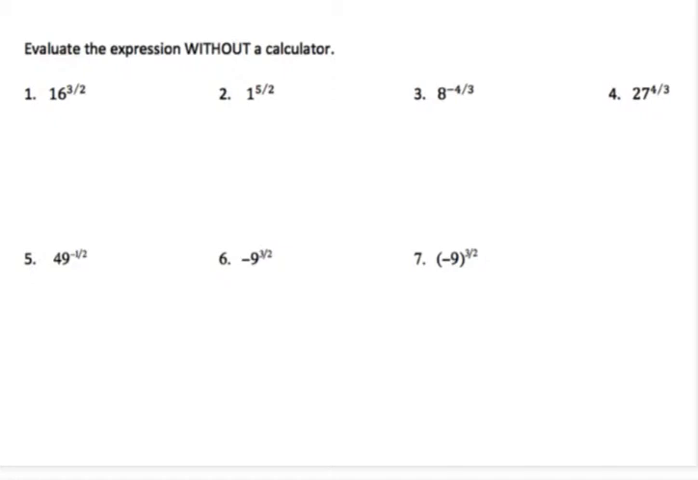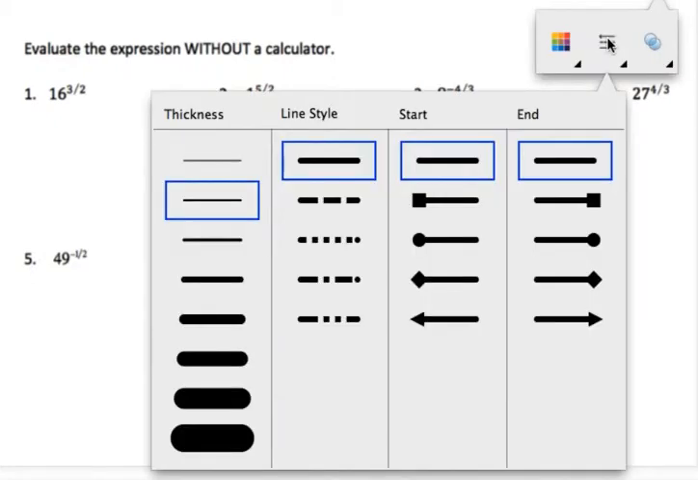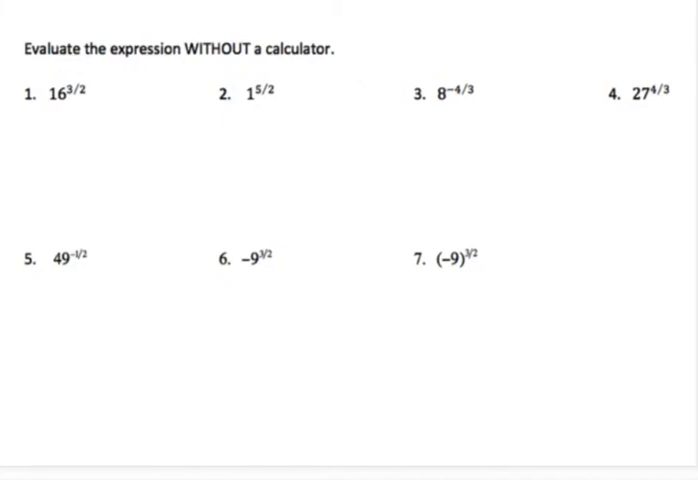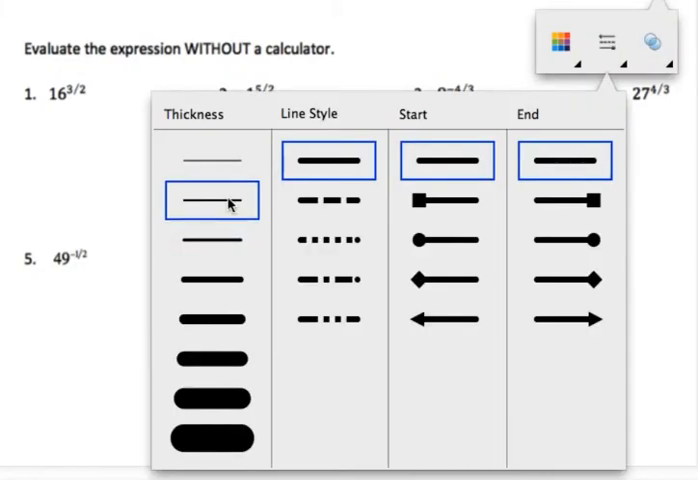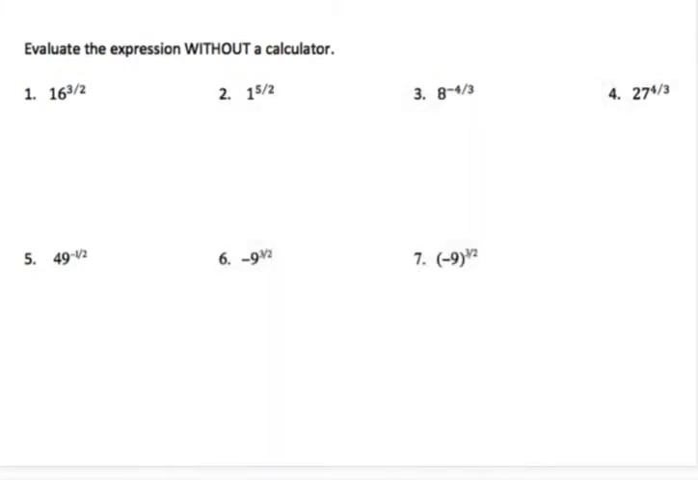Okay, so here you're evaluating. In other words, you're finding the actual answer, like what is 16 to the power of 3 over 2. And you need to be able to do this without a calculator. So remember, power is on the top of the fraction and the root is on the bottom. And it's always easier to do the root first. So here we're going to do square root of 16 to the power of 3. Square root of 16 is 4. So you have 4 to the power of 3, and 4 to the power of 3 is 64.